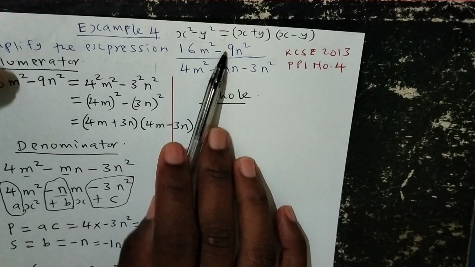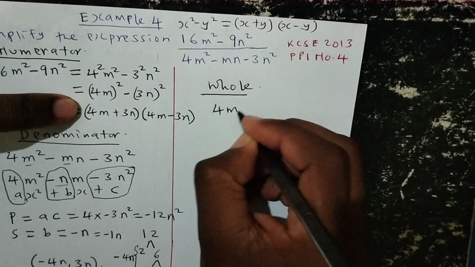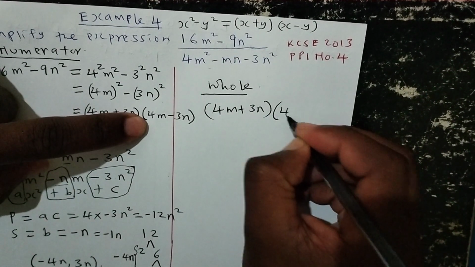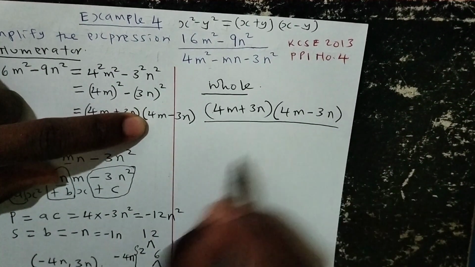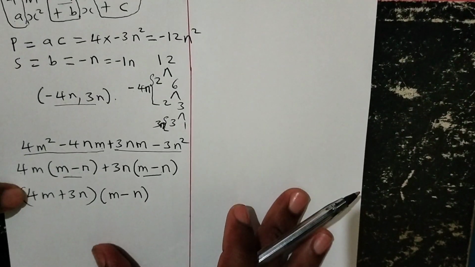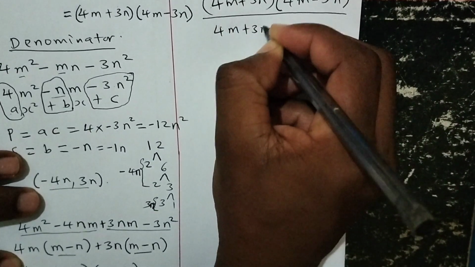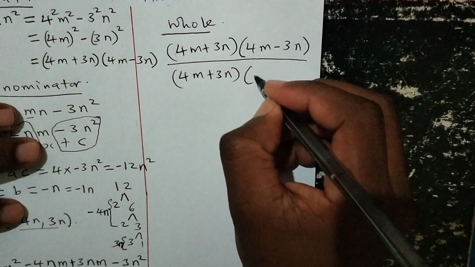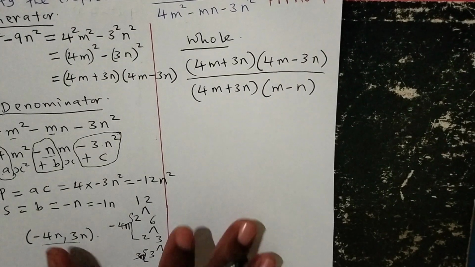So the simplification of the numerator, I got it as 4m plus 3n, then multiplied by 4m minus 3n. Then divided by the simplification of the denominator, which was actually 4m plus 3n multiplied by m minus n. Then we check if there are any factors that can cancel out.